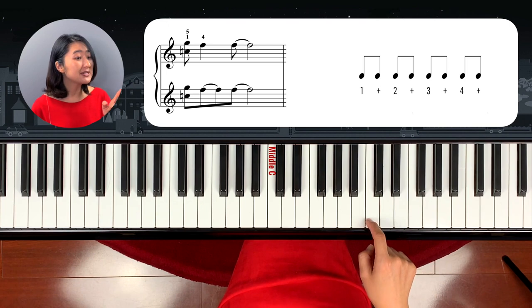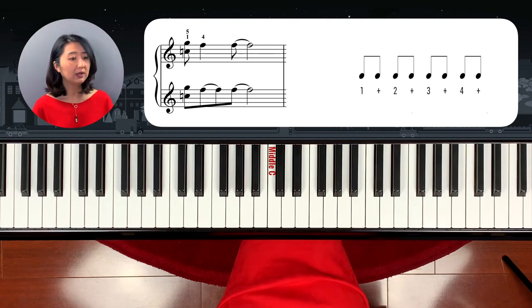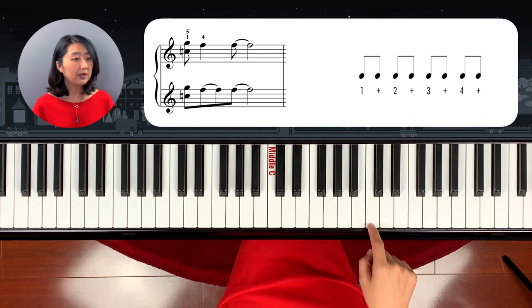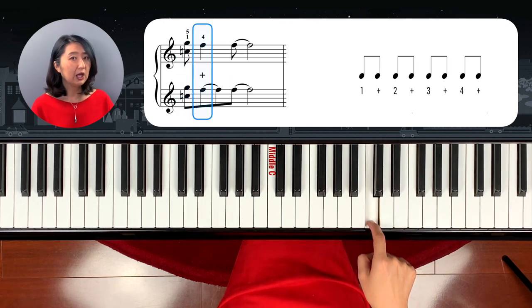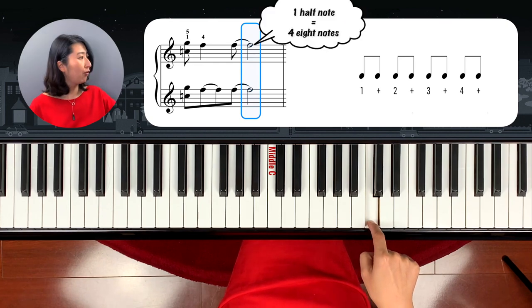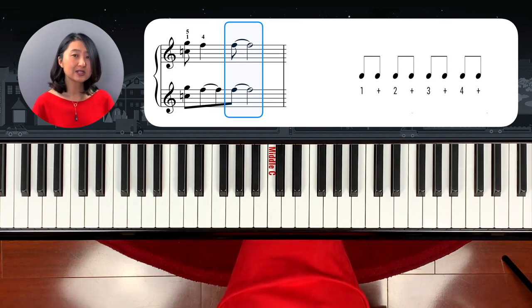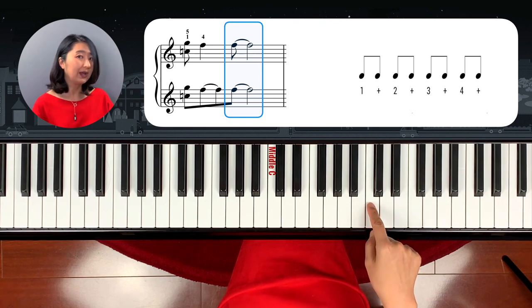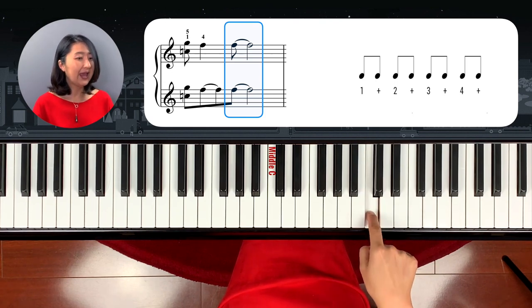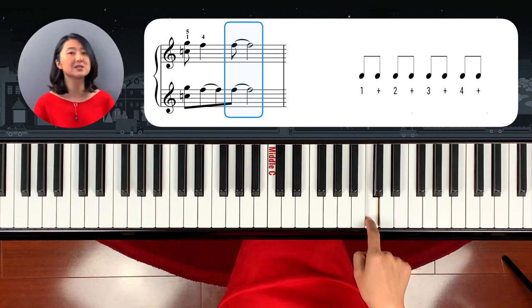Now, what if it's eighth note and quarter and eighth note and half note? Then how do we count? The rhythm will be 1 and 2 and 3 and 4, and we have to hold it for the eighth note. But what if the eighth note is tied to the next half note? Then it's the same way, but you don't play the last note. So one and two and three and four and, that's the rhythm.